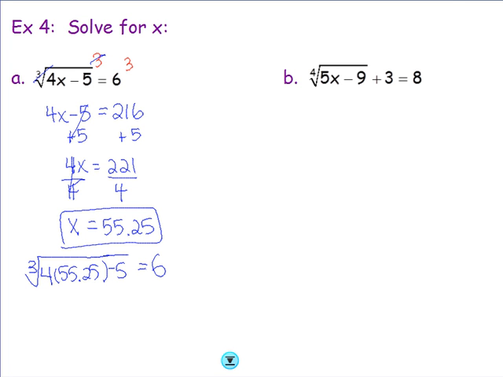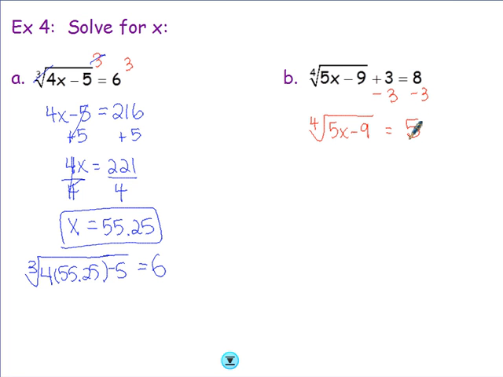All right, so let's see how you guys did. We need to move this 3, so I'm going to subtract 3 from both sides. That leaves me with the fourth root of 5x minus 9 equals 5. Sorry, I can't subtract, it's not 11, it's 5.